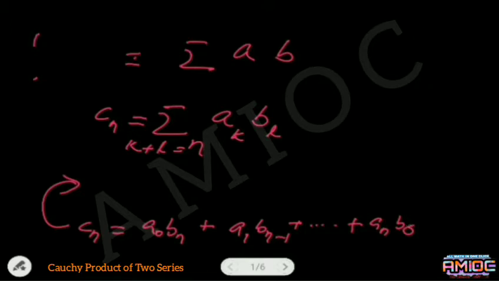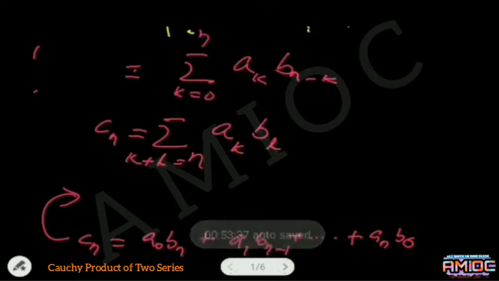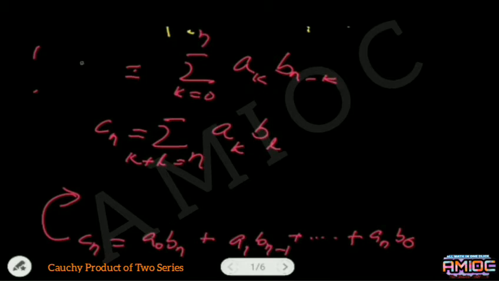Look at the indices. If the index of A is 0, then the index of B is n. If the index of A is 1, then the index of B is n minus 1. If the index of A is k, then the index of B is n minus k, and k varies from 0 to n. Therefore, this can be written as summation k varies from 0 to n of a_k b_(n minus k), which is also C_n.